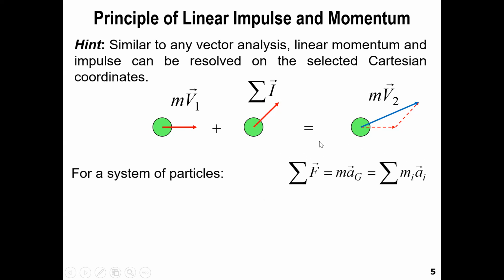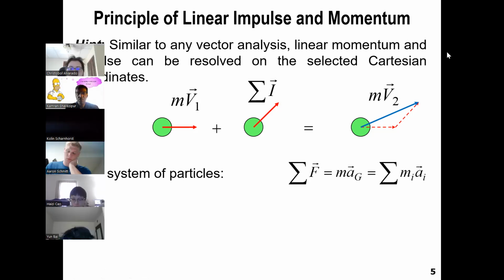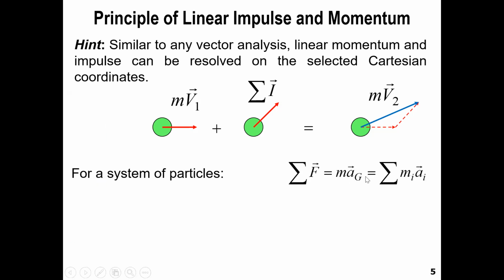Now, here's the thing. When you have a system of particles, you can define a center of gravity. If you have multiple particles here, you can define a center of gravity for all of them. So you get aG that represents the acceleration of everything all together, and that could be replaced by the summation of miai, mass times acceleration of each of them, right? This is how we defined center of mass.